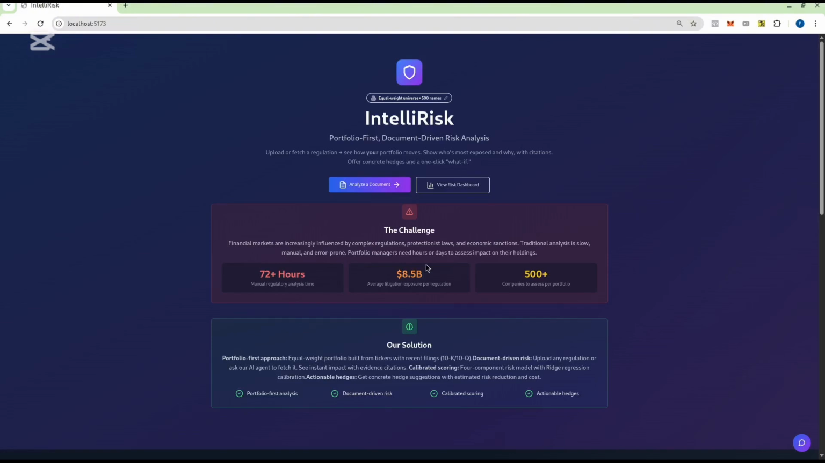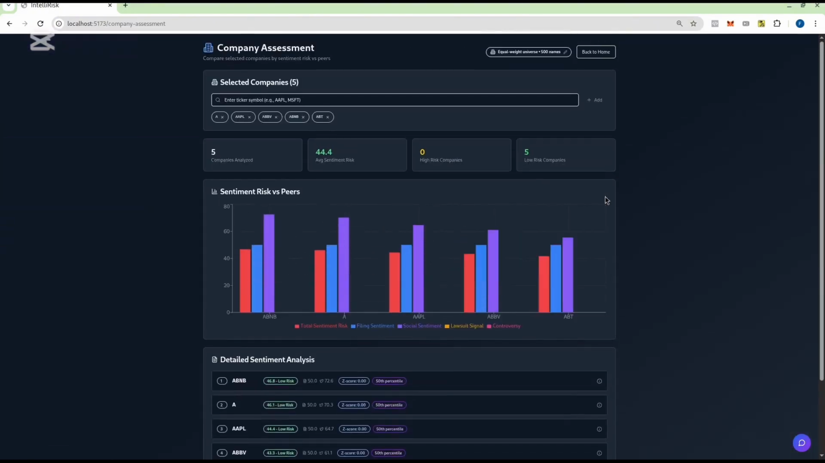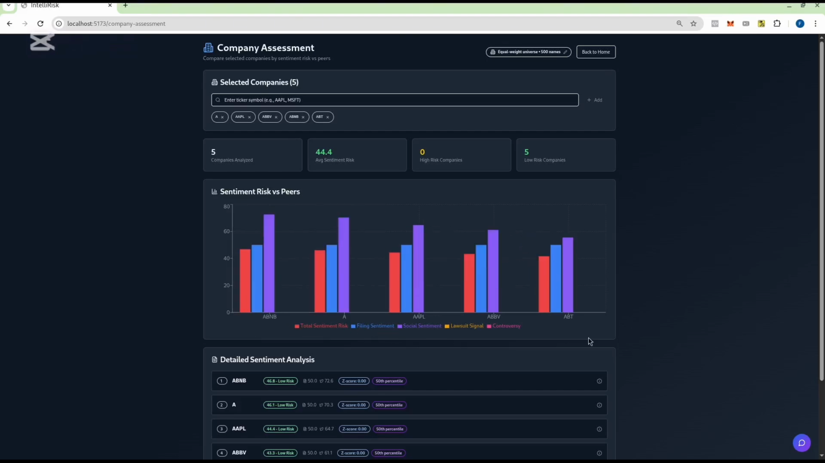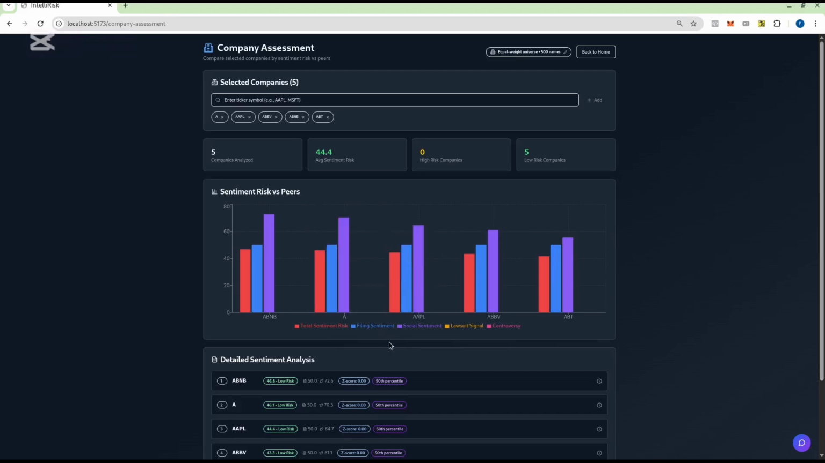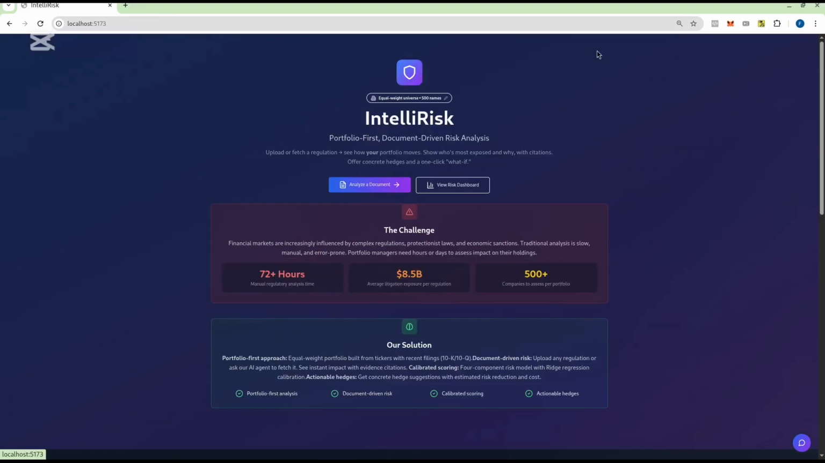If I go back home and go into company assessment, here you can get different metrics for companies. Here we have Airbnb, Apple, etc. You can see the total sentiment, the filing sentiment from SEC filings, the social sentiment from Twitter, and the lawsuit signal is not working right now as we reached our API credit limit. But here you can see.